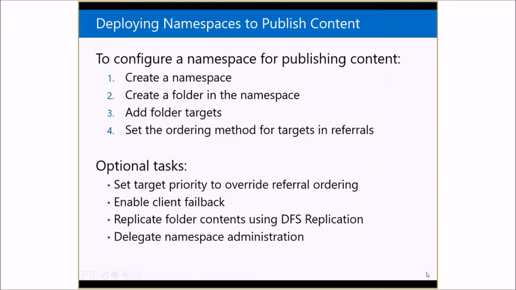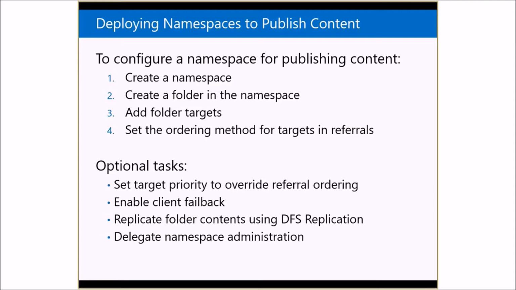All right, so deploying namespaces to publish content. To configure namespace publishing content, create a namespace, create a folder in the namespace, and add folder targets. So this will make a lot more sense when you actually do DFS, okay? So basically, we create a DFS namespace and a resource folder, or a shared folder. Inside of there, we put the different shares, like production, office admin, and EC documents. Okay, and we identify the targets. The target could be the Adelaide file server and the Elizabeth file server.